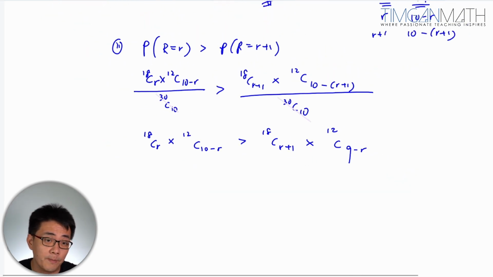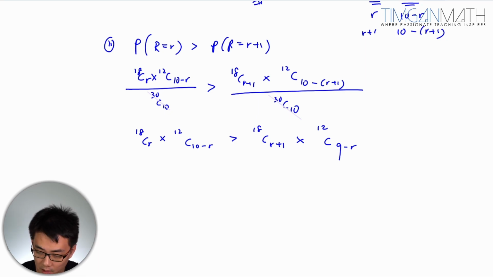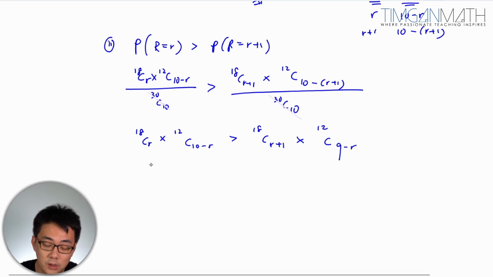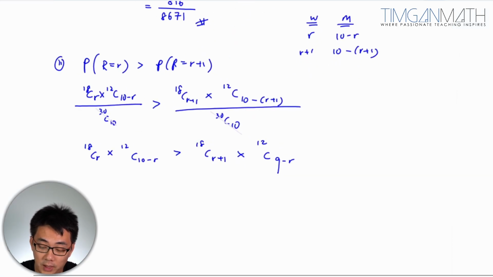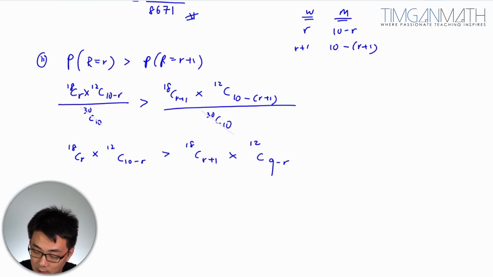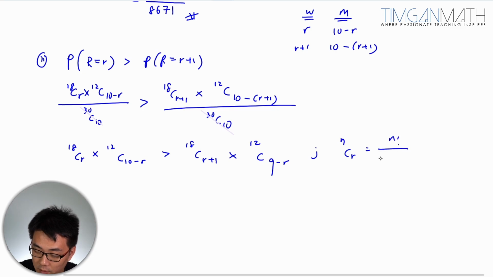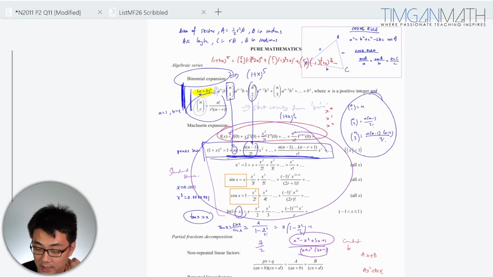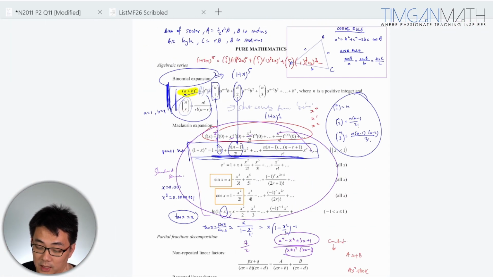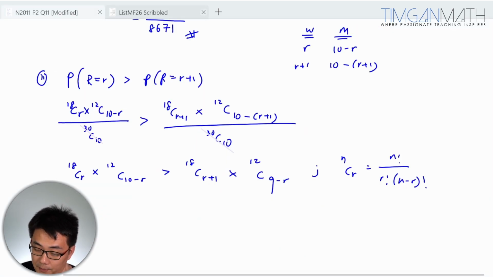Then after which we're going to get rid of the choose sign here. We're going to use the choose formula. The nCr formula is actually in MF26. This formula here, nCr equals n factorial over r factorial, (n minus r) factorial. So just take out your MF26. A lot of times students do not know the nCr formula is actually here, on the first page under binomial expansion. So this is nCr here, and I'm going to use that.